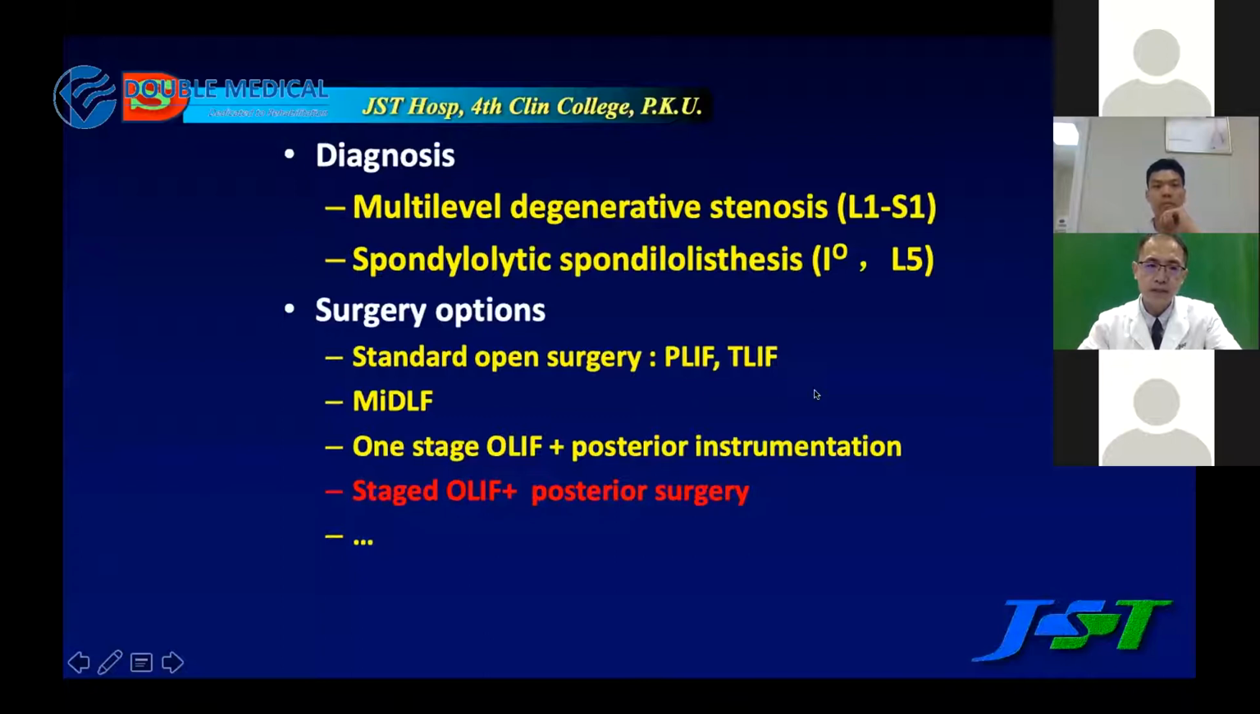So for this case, the diagnosis is multi-level degenerative stenosis, spondylolytic spondylolisthesis of L5. So for surgery, we have several options. For standard open surgery, we can choose PLIF or TLIF. And for a relatively minimally invasive solution, we can choose MEDS. And we also have one-stage OLIF plus posterior instrumentation, and staged OLIF plus posterior surgery. I choose the last one, the staged OLIF.